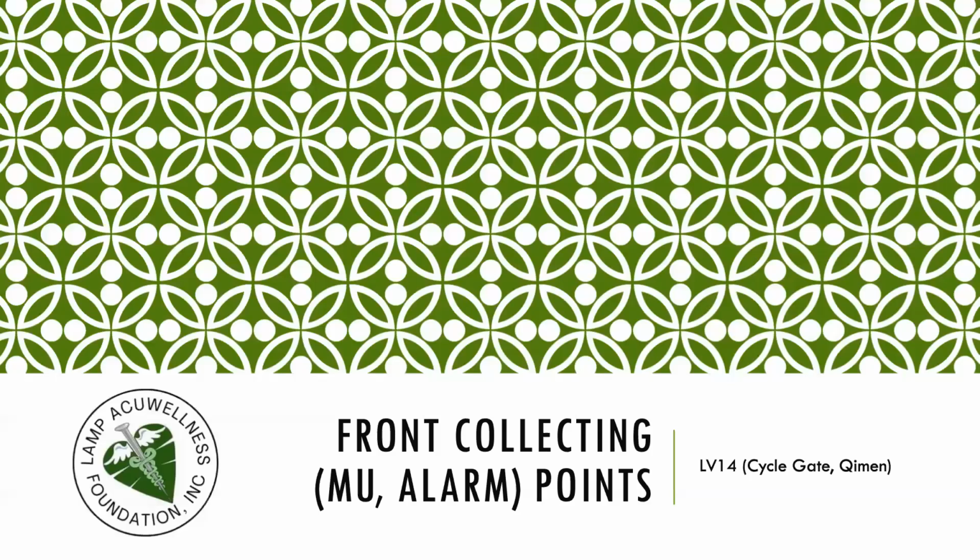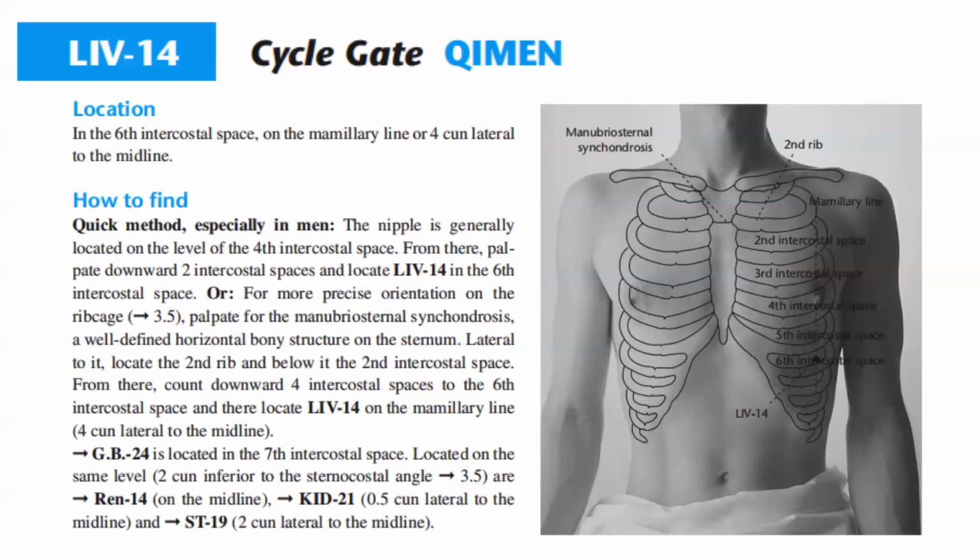Let's discuss Liver 14, front mu point. This is also called the Cycle Gate, Qimen. Location: in the 6th intercostal space on the mammillary line, or 4 cun lateral to the midline. How to find Liver 14?